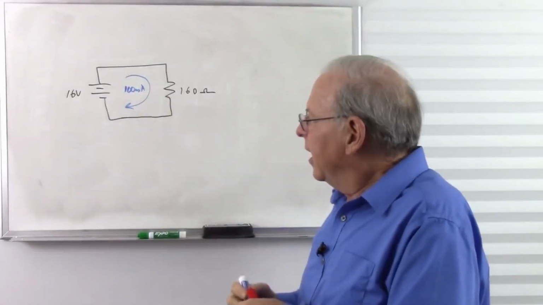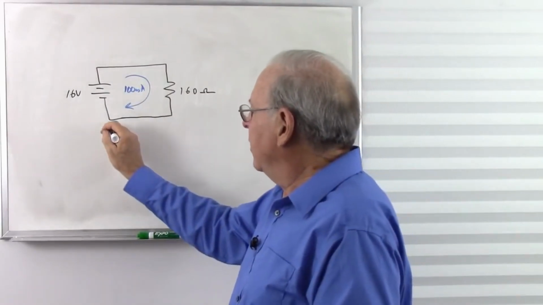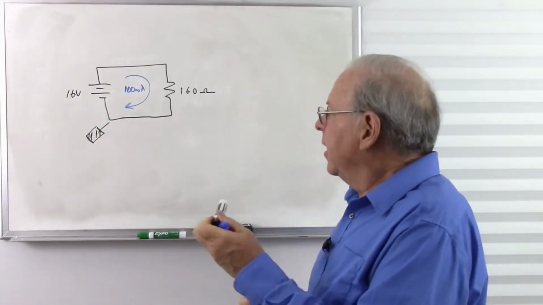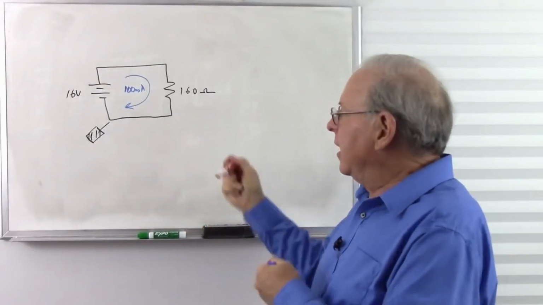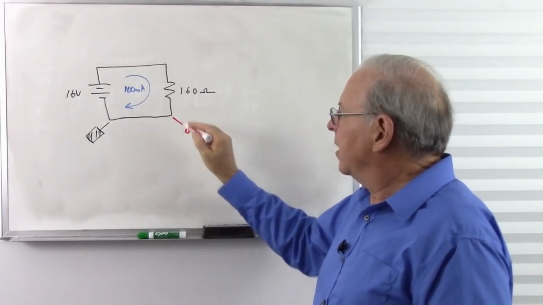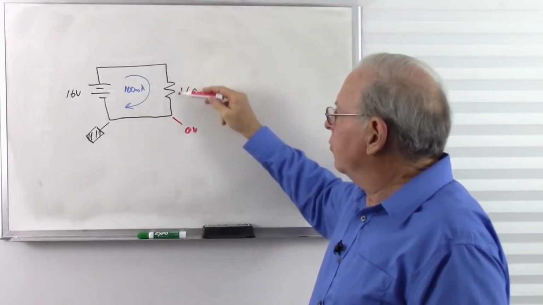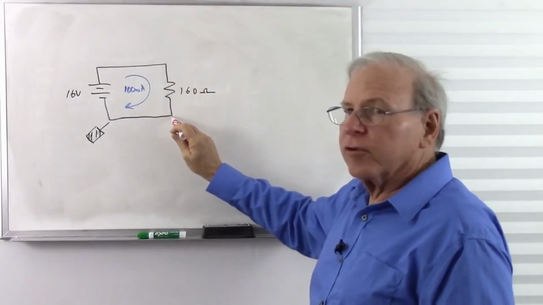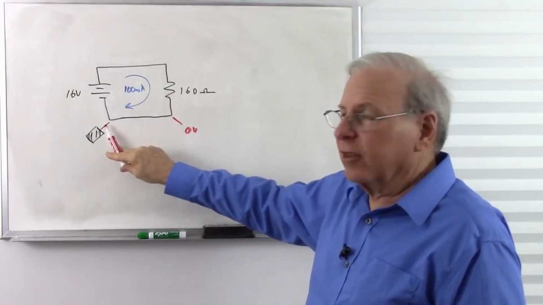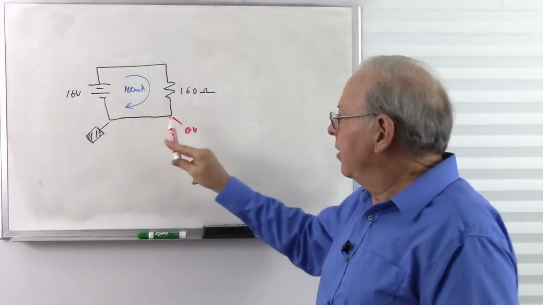And there's the circuit. Now, should we be surprised that if I put my black lead here and then measure here with my red lead, am I surprised to find 0 volts there? No, because I have 16 volts, 160 ohms. I consume all of my voltage going through the one resistor, and I have 0 volts left over. So I have my red lead at the same point as my black lead on the negative side of my battery. So red lead, same place as the black lead, I read 0 volts.